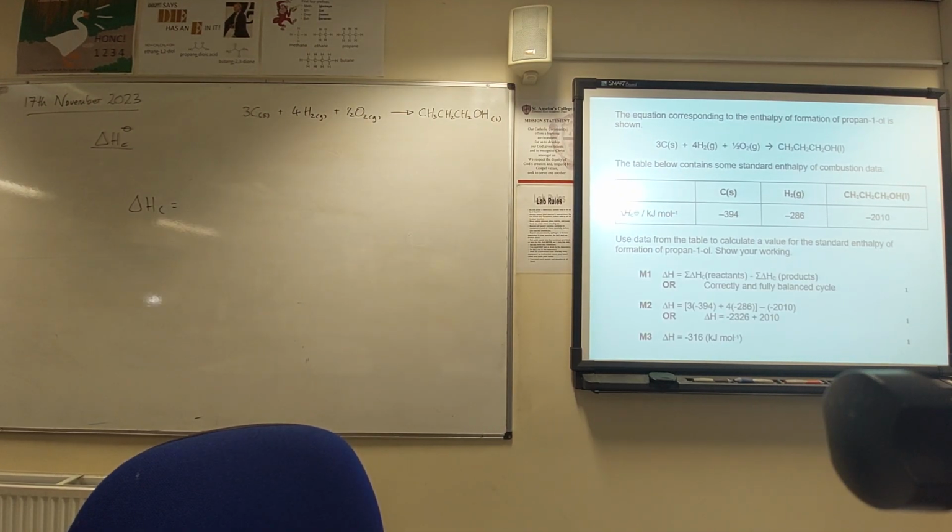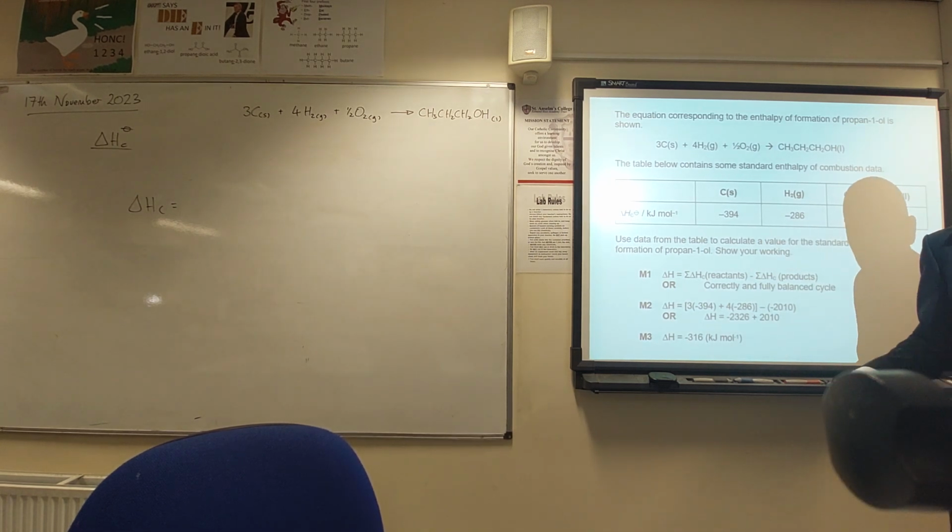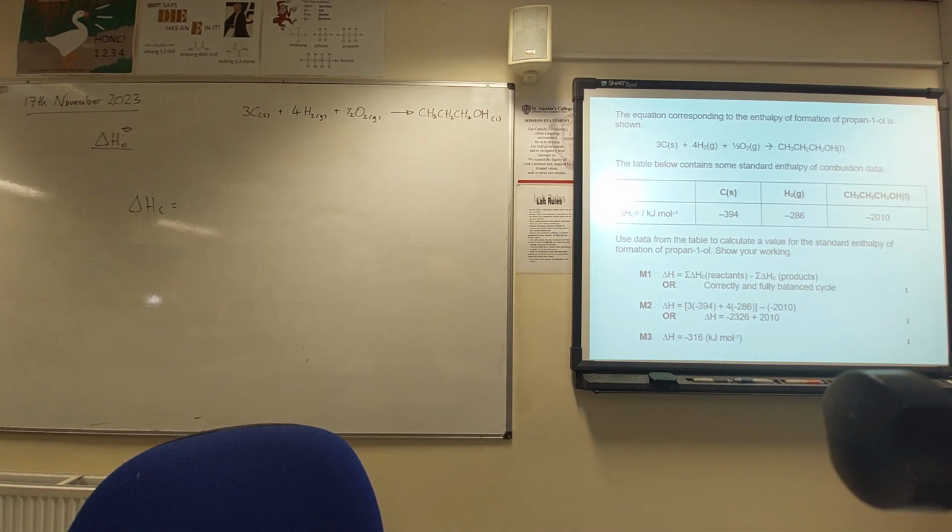So this is the kind of question that confuses students, because you're calculating the enthalpy of formation of propan-1-ol, and students hear formation and they go, oh, formation, it's products minus reactants. The data, of course, is combustion. It's the data which determines how you work out the answer. It's the data which determines which formula you use.